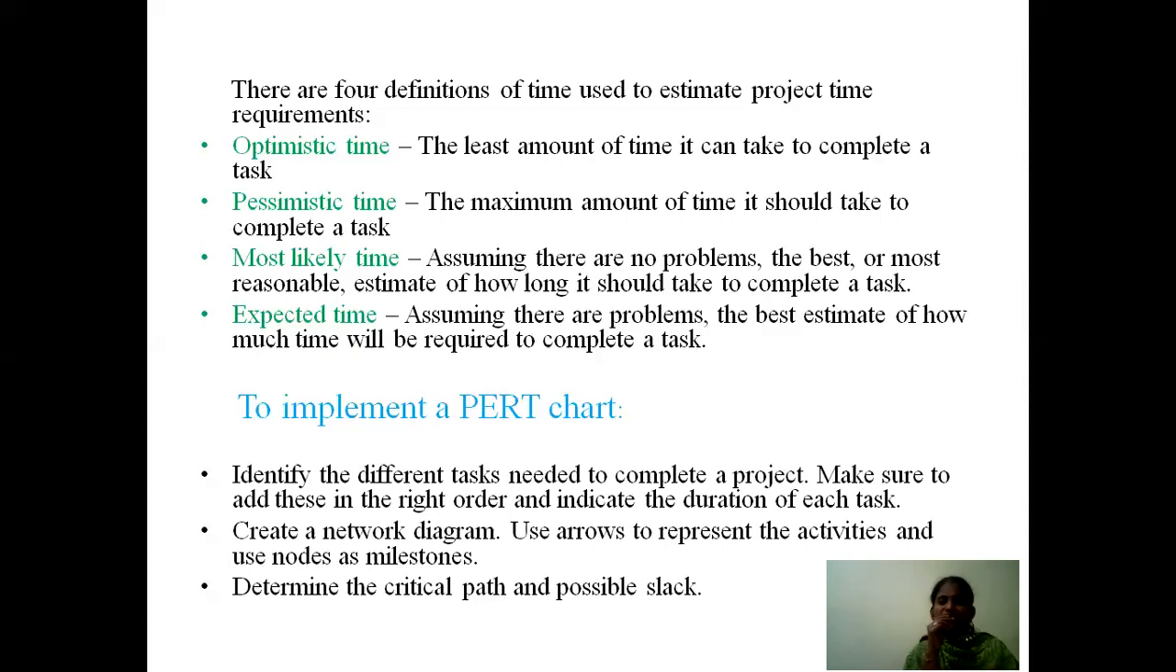And coming to the next one, expected time. Assuming there are problems, the best estimate of how much time will be required to complete the task. So, for example, you are going to have some problems regarding the completion of any activity in the project. Then what you have to do is consider all these three time estimates, and this expected time is taken from all these three times. So here, the expected time formula can be given as T naught equals optimistic time plus 4 times most likely time plus pessimistic time, divided by 6.